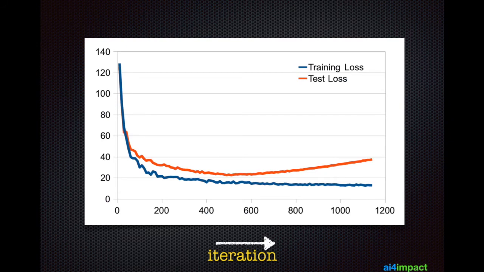This is a typical graph of the training and test risks. Here we call them training loss and test loss. The horizontal axis is just the iteration number. In this example, we have less than 1,200 iterations.